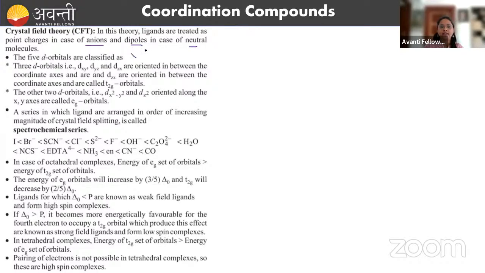So there are 5 d orbitals present: dxy, dyz, dzx, dx square minus y square, and dz square. Some are oriented in between the axes and some are along the axes, and due to that, they will have different kinds of energies. The series in which ligands are arranged in order of increasing magnitude of crystal field splitting energy, that is CFSE. Very, very important, CFSE. This is the spectrochemical series. You should remember, if our complex contains CO in it, then it will have the highest CFSE. If our complex contains iodine in it, it will have less CFSE.